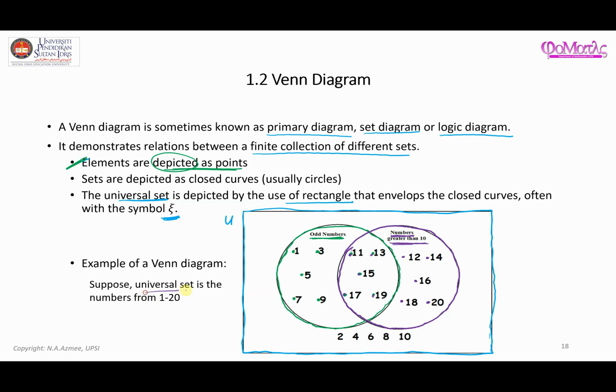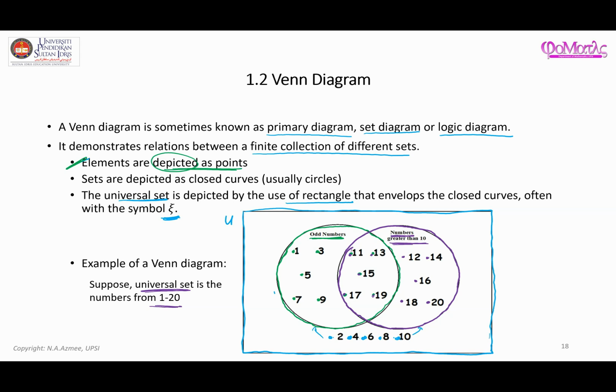So since the universal set here is defined as numbers from 1 to 20, you will see that outside of the circles here will be elements that don't belong in either odd numbers or numbers greater than 10. So 2 is not an odd number, 4 is also not an odd number, and it is also not a number that is greater than 10. So that will be outside of the circle, and it is going to be outside here. So these are the elements that don't belong in either this set or that particular set.